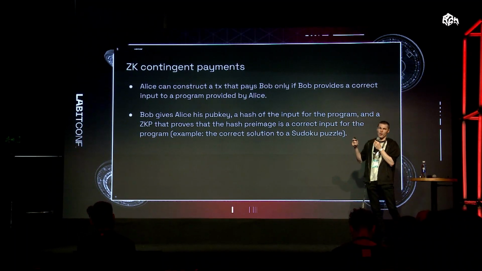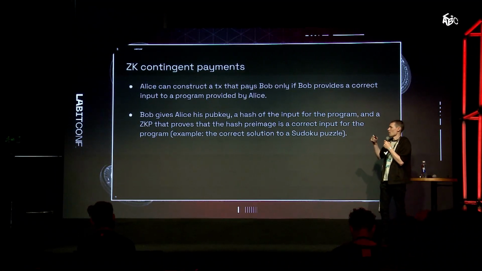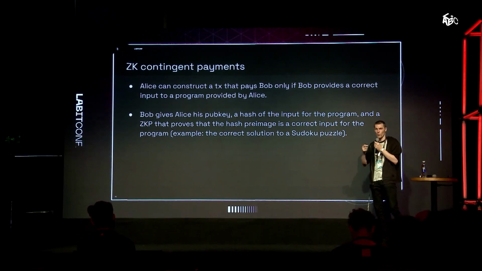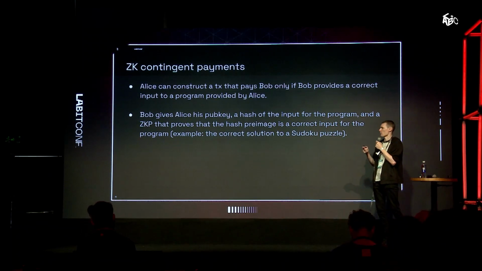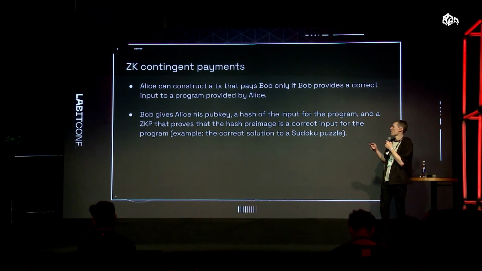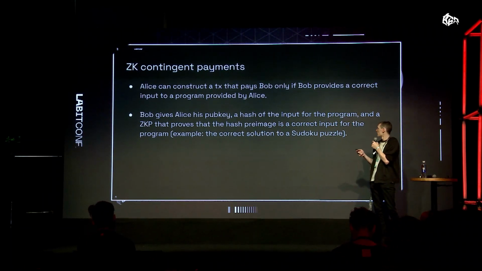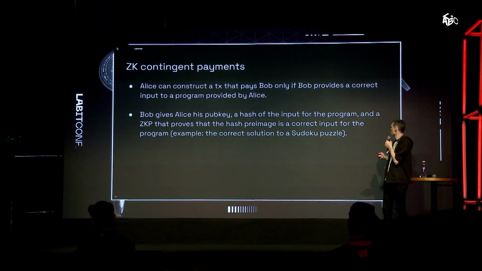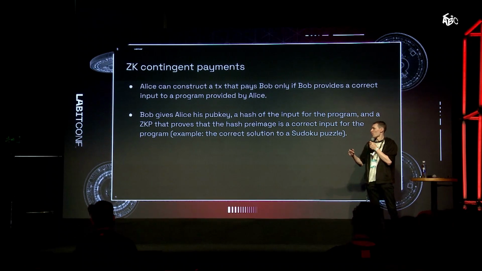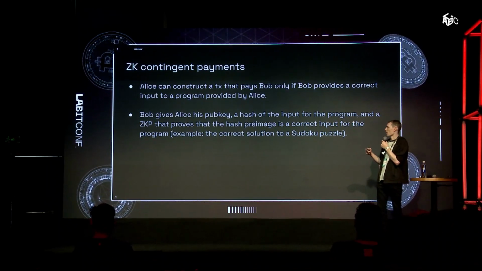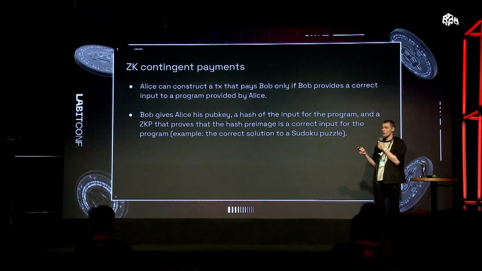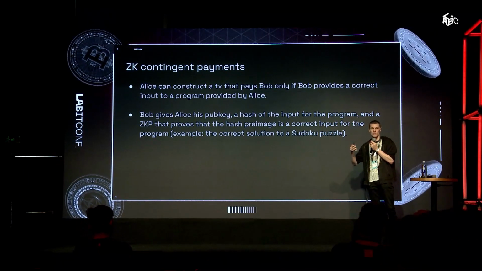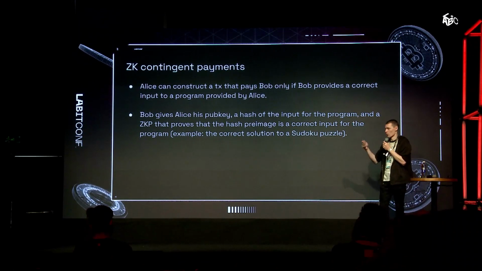So Bob is going to provide Alice a solution to a Sudoku puzzle. Neither of them trust each other though, so you want this to be atomic. So what Bob does is Bob gives Alice his public key, a hash of the input for the program, basically a hash of the solution to the Sudoku puzzle, and a zero-knowledge proof that proves that the hash pre-image is a correct input for Alice's program. That is, that the solution to the Sudoku puzzle he has is actually correct.